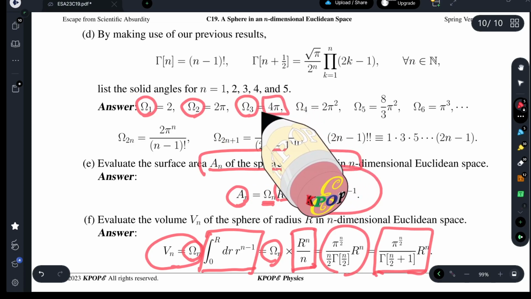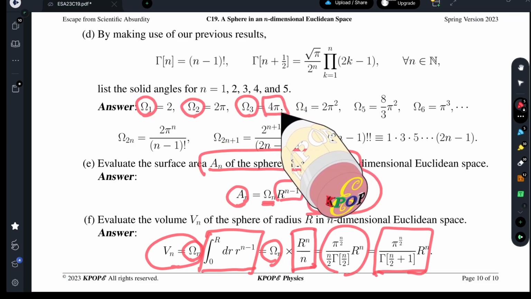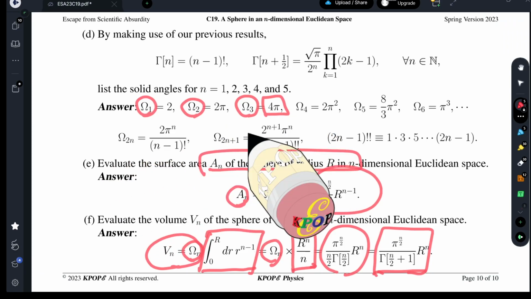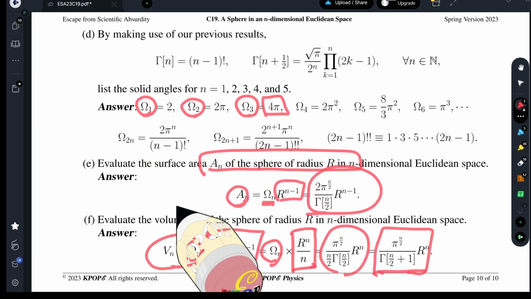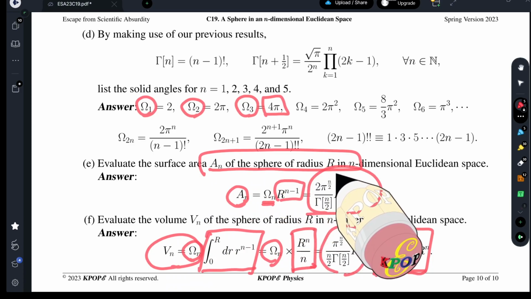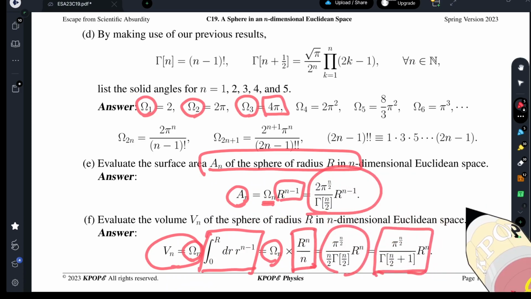If you are interested in finding the explicit values for the omegas, we are familiar with that for three-dimensional Euclidean space, it is 4 pi, and we can make use of this table to find the specific values for the volume or surface area of a sphere of radius r in n-dimensional Euclidean space. That's it. Thank you.